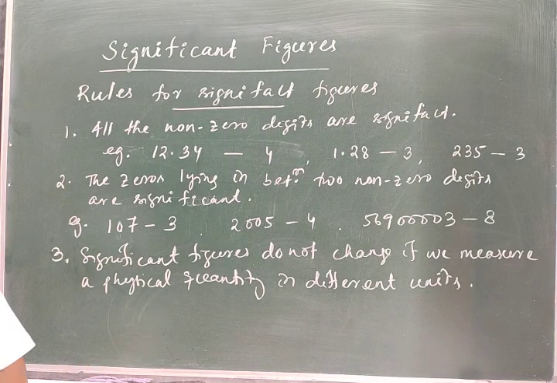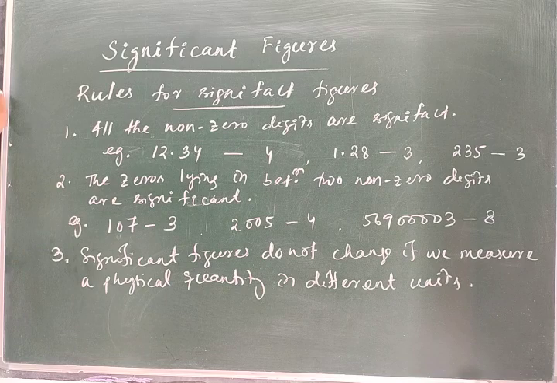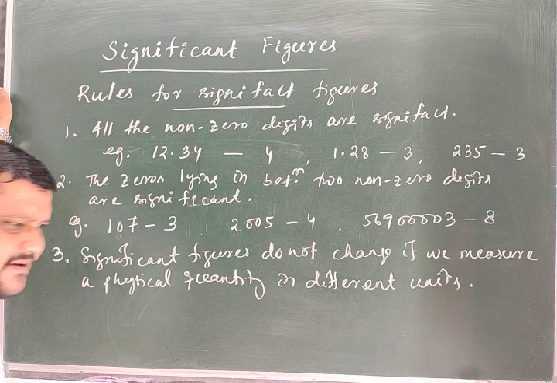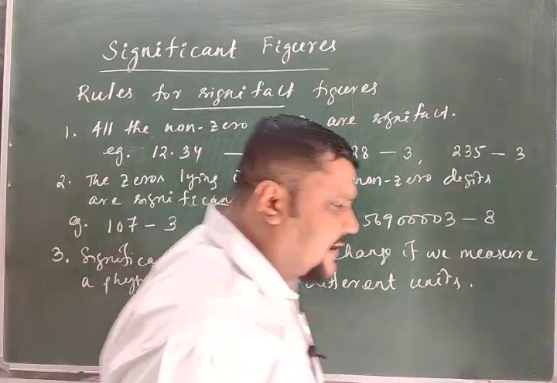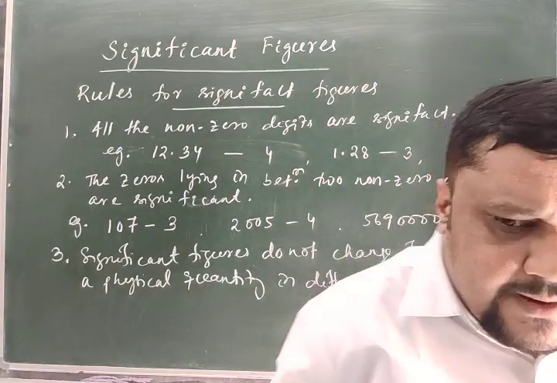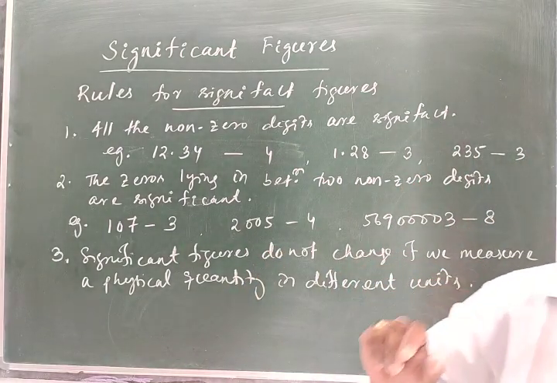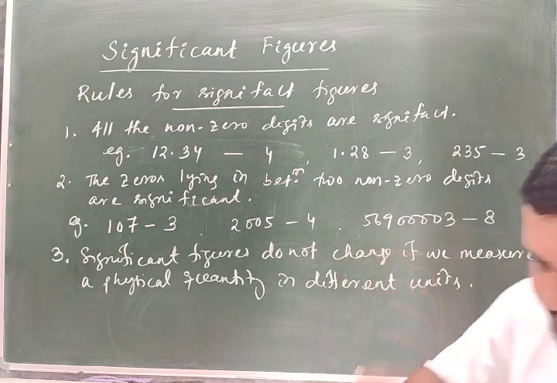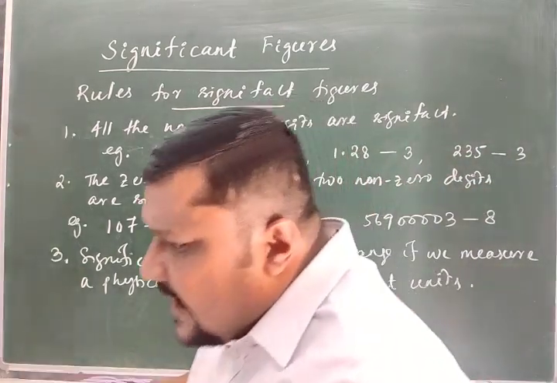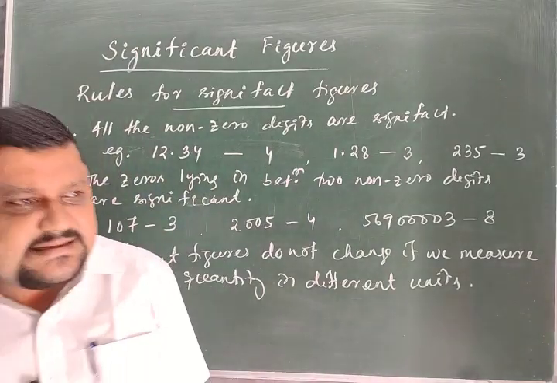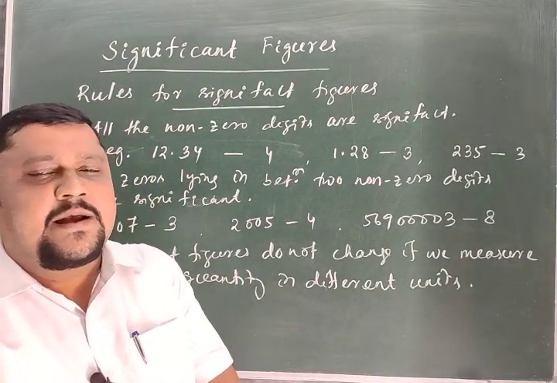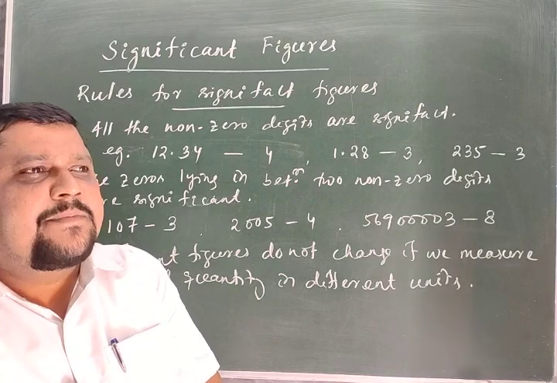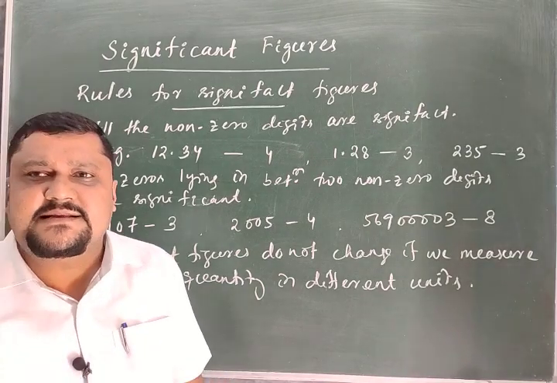As you know, we come across different systems of units: CGS, MKS, SI, FPS. If you measure any physical quantity using a CGS system or an SI system or an FPS system, now if I change the system of units for measuring the same physical quantity, then the significant figure does not change.